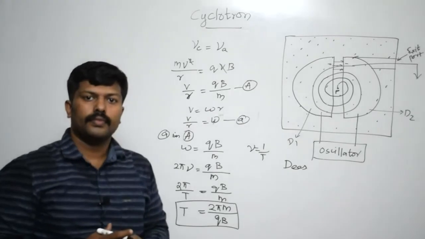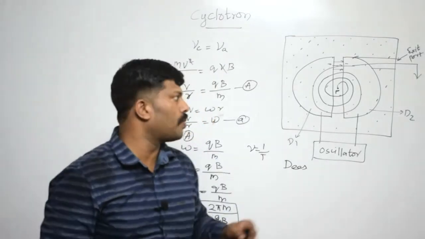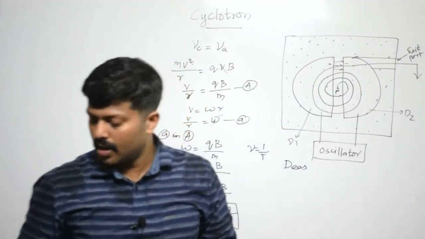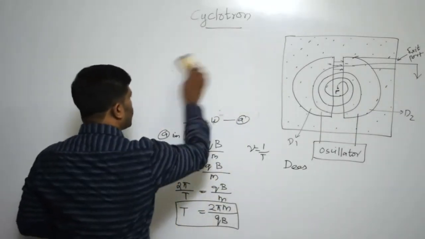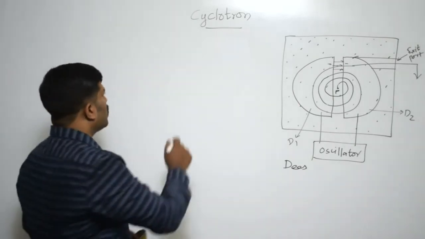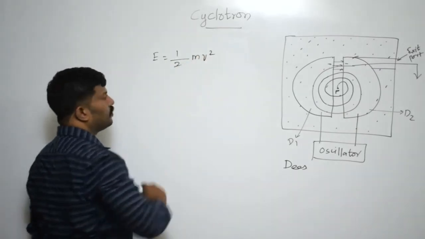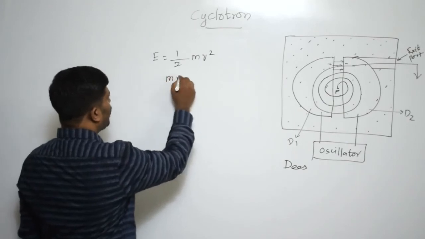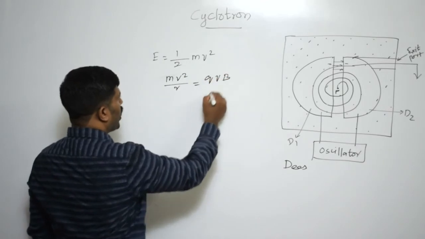Now we are going to find out the energy of the charged particle coming out of it. So how to find out the energy of the charged particle? The kinetic energy of the charged particle is given by the equation. We all know the formula to find out the kinetic energy, that is, energy is equal to half into mv², right? So what is V here? We know that here according to centripetal force, mv² divided by R is equal to QVB, right?